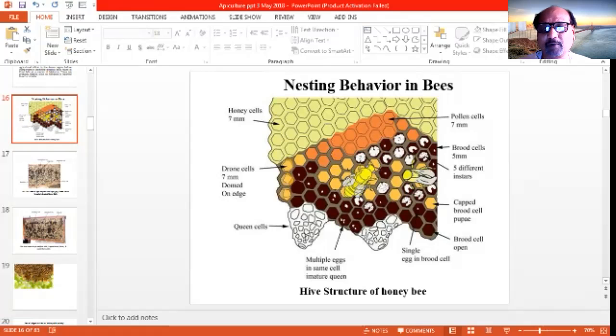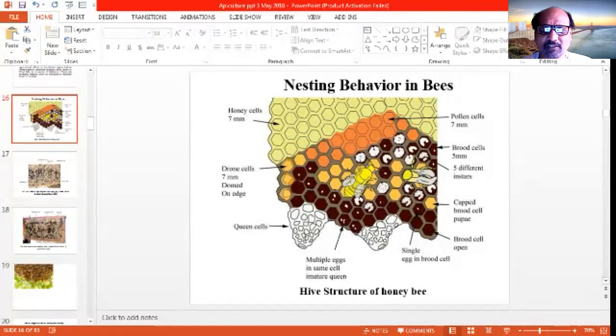They construct them from wax, from the wax glands. Those wax glands are present only in workers, four pairs of wax glands in the abdomen, at segments number 3, 4, 5, and 6. From the wax glands, they take the wax pellets and make the wax building, which is known as the hive. That is the hive.